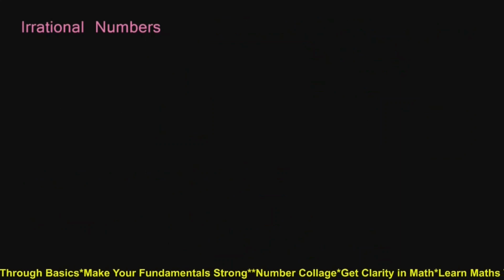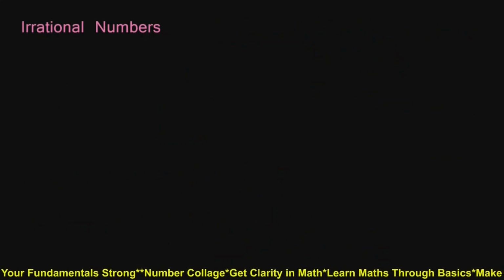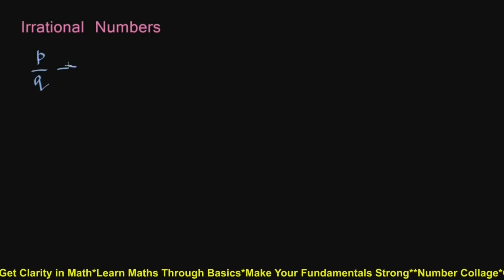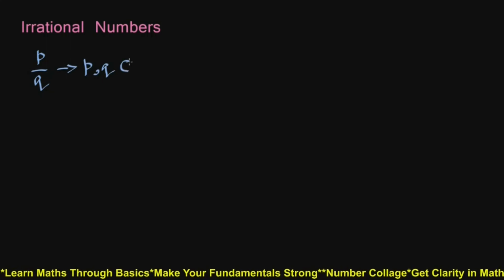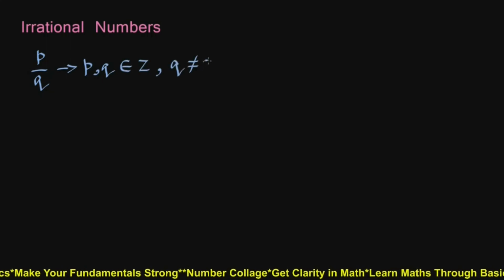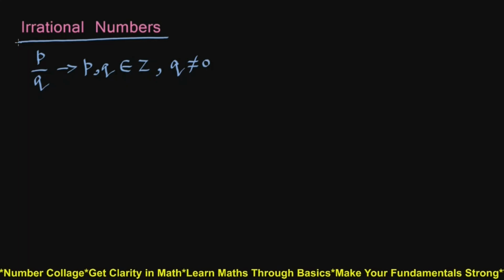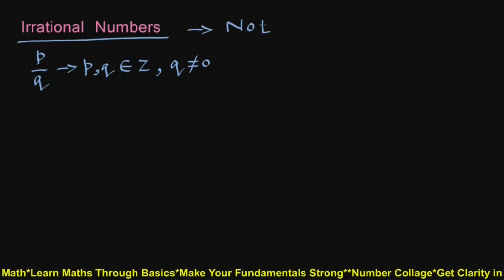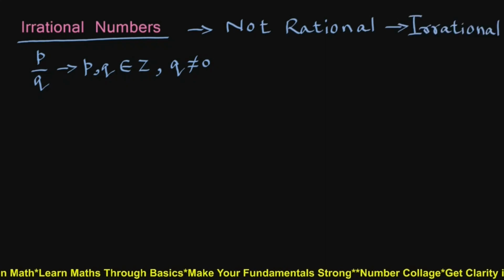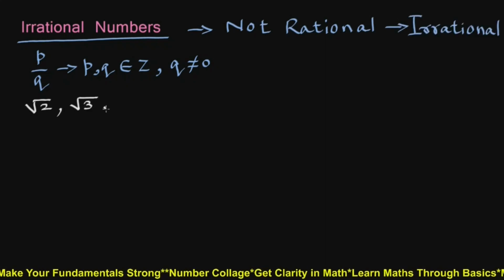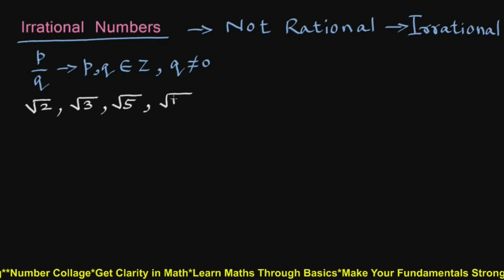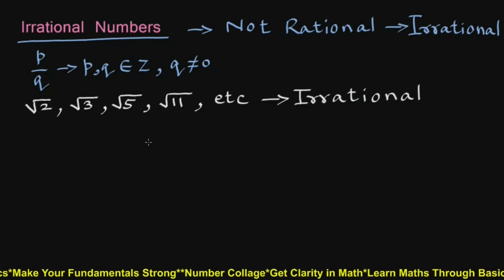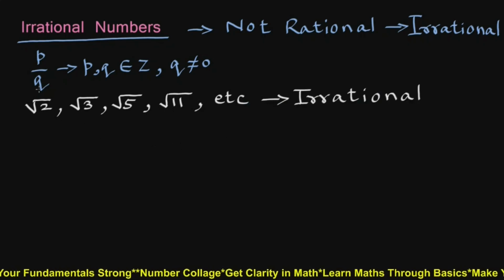Other than rational numbers, there are numbers which cannot be represented in the form p upon q, where p and q are integers and q is a non-zero integer. Such numbers are irrational numbers. In short, the numbers which are not rational are irrational. For example, square root 2, square root 3, square root 5, square root 11, etc. are all irrational numbers because they cannot be expressed as p upon q.